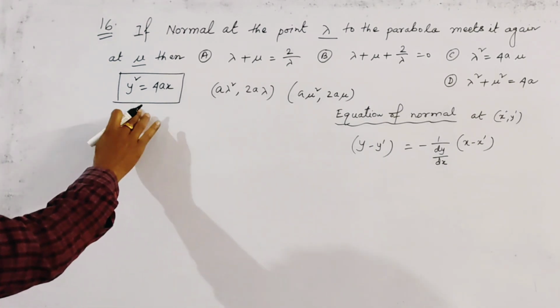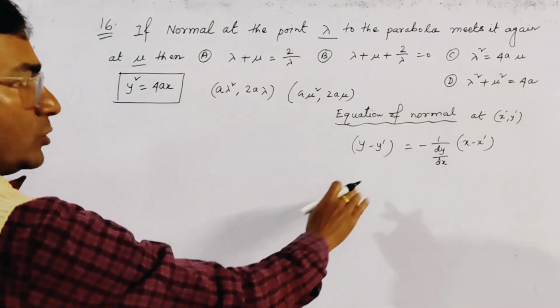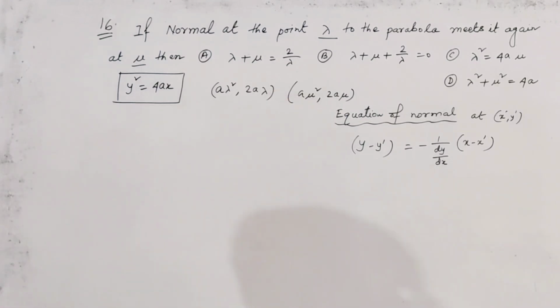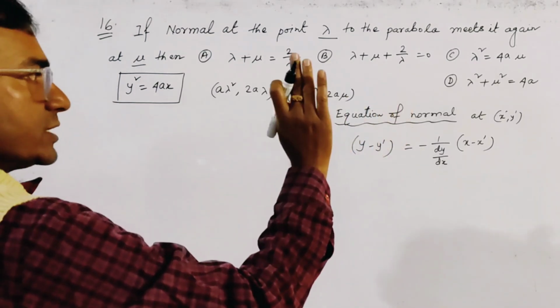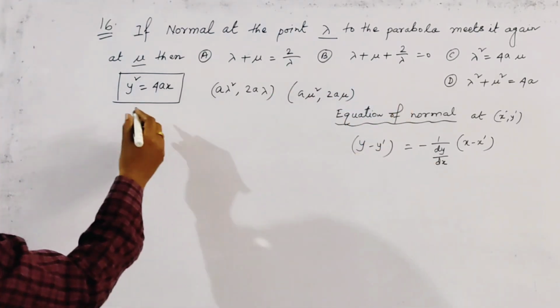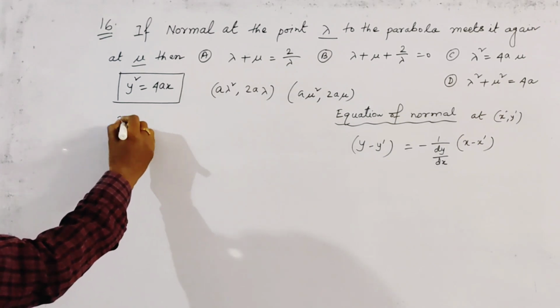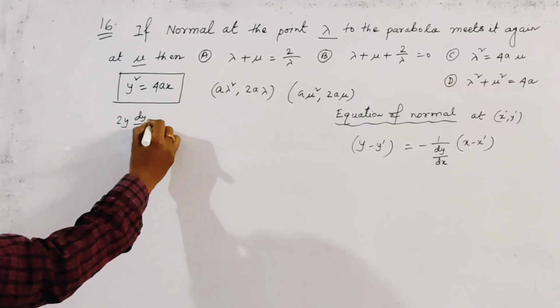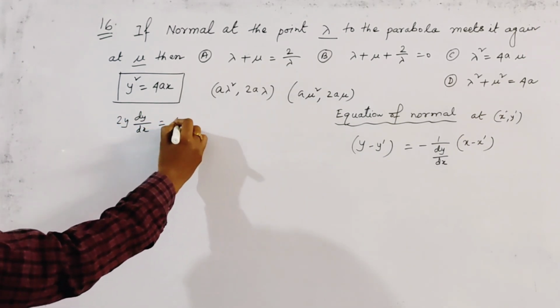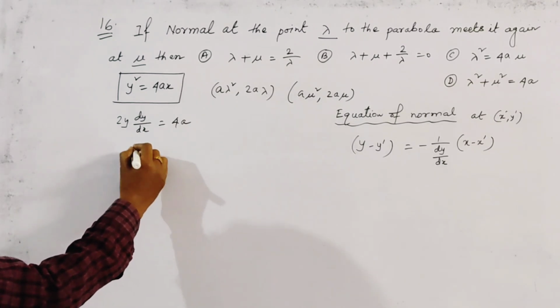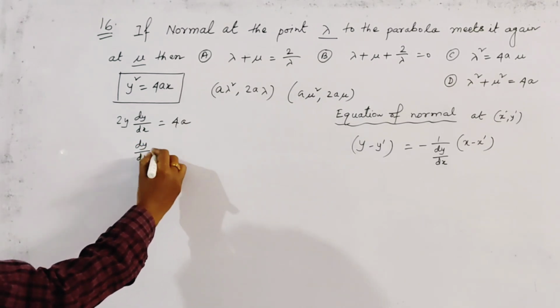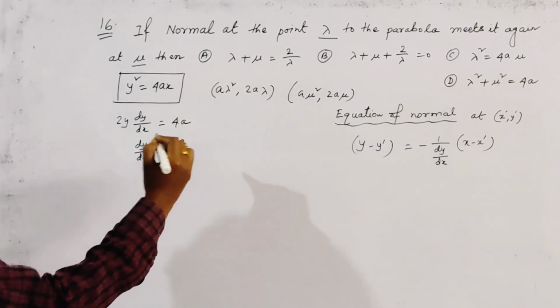Now we have to find the equation of normal. We already know the equation of normal of any curve at the point x dash, y dash. So we first find the derivative: 2y dy/dx equals 4a. So dy/dx is given by 2a by y.